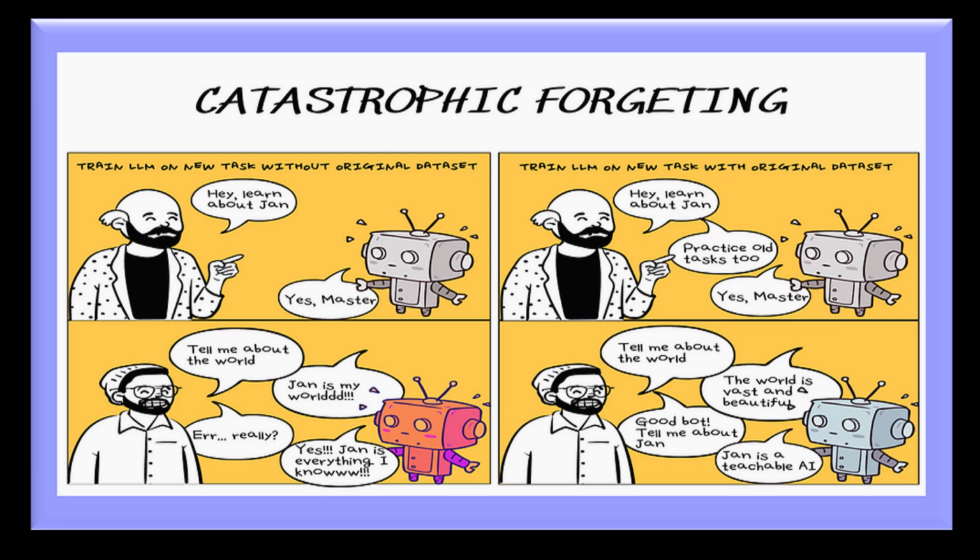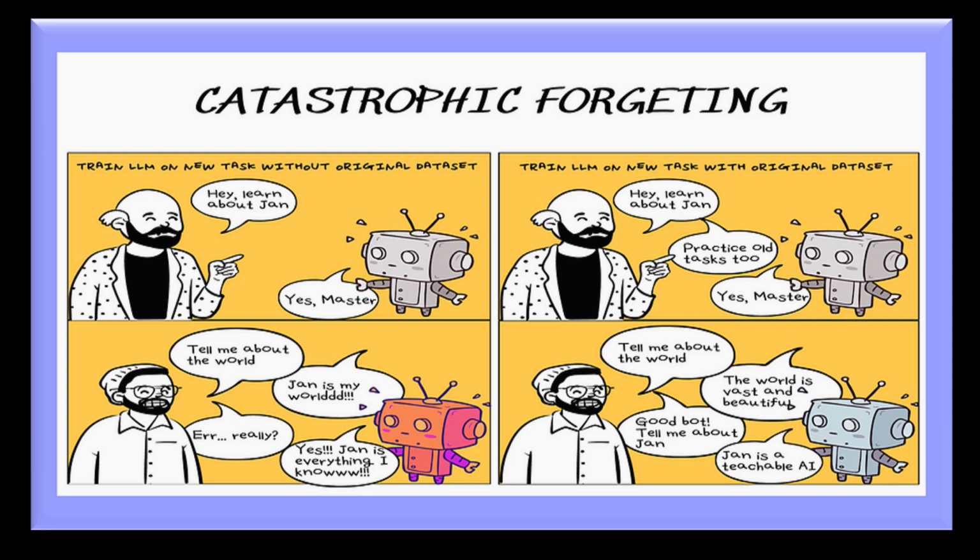Basically, catastrophic forgetting in large language models refers to the issue where the model trained on a large dataset gradually loses its ability to perform well on previously learned tasks as it learns new tasks. And this happens because the model's neural network has a limited capacity to retain information from its training data.